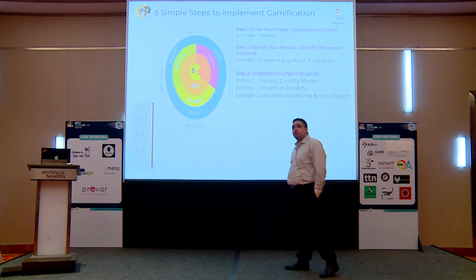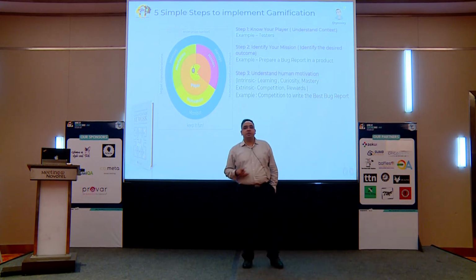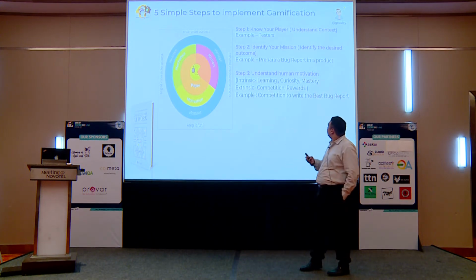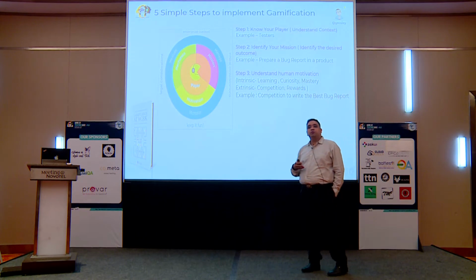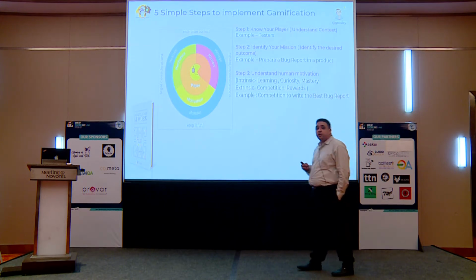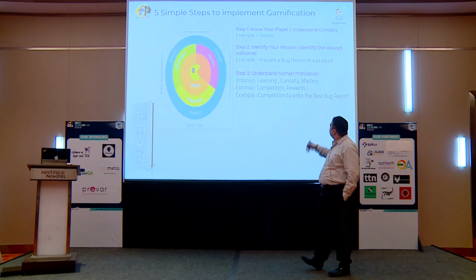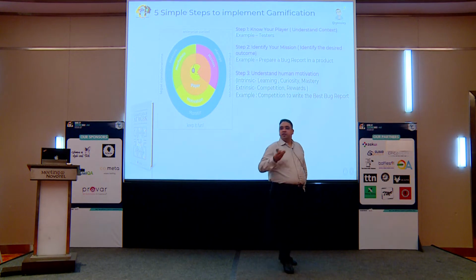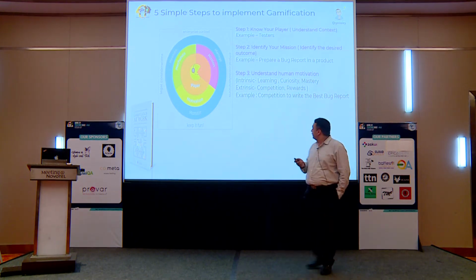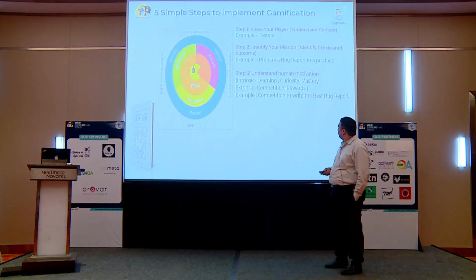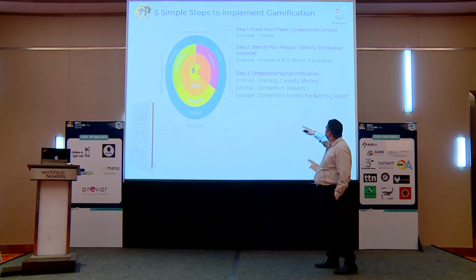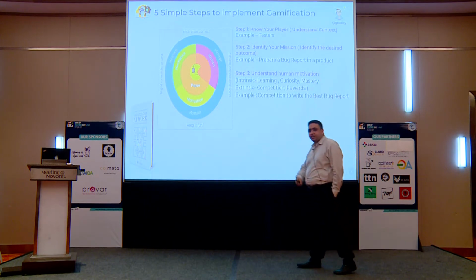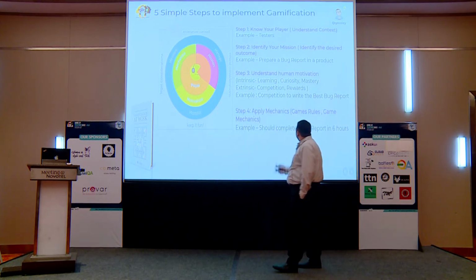The third step is human motivation. Now human motivations can be different for different people, right? Some are attracted by intrinsic motivation. So basically, what motivation do you want? Do you want them to master a product? Do you want them to be curious? And there is extrinsic, which is competition and rewards. Some people get charged up when you give them certificates or some rewards, right? So this is more extrinsic. An example of human motivation, and I'm giving it more like a competition, is a competition to write the best bug report.